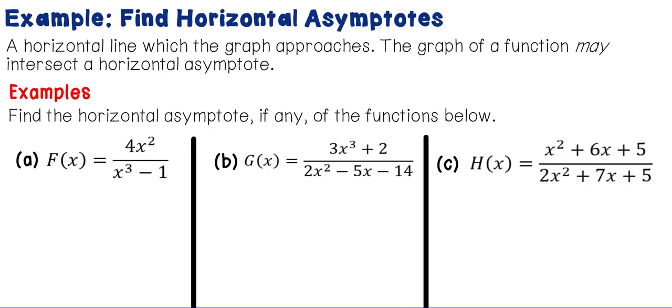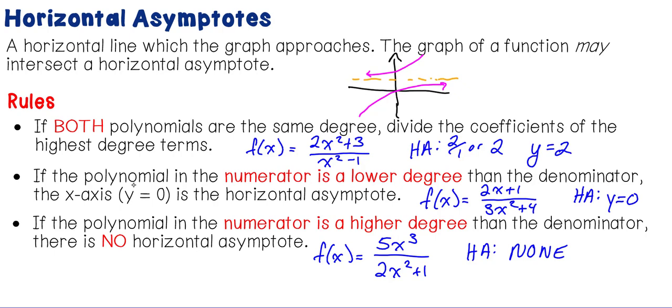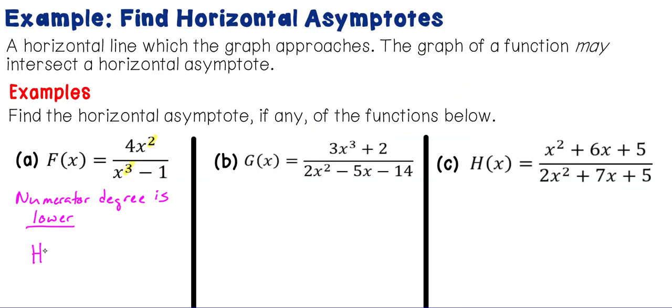All right, here's a couple of examples on the horizontal asymptote. First off, we want to look at the numerator and denominator degrees. This one has a degree of 2, and the bottom one has a degree of 3. So in this case, the numerator degree is lower. When we look back at our rules, if the numerator is lower, then the x-axis, or y equals 0, is our horizontal asymptote. So our horizontal asymptote is y equals 0.